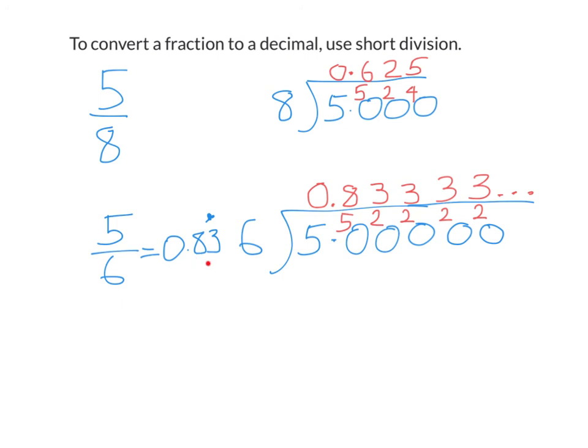It's 0.833333. The 3's go on forever. I know that because what happened here wasn't the same as what happened here. Here I got a clean division, 8 into 40, no remainder, and I stopped. But here this is never going to happen. I'm going to keep getting a remainder of 2 each time. I'm going to put a 3 up here and get a remainder. So that's why this goes on forever, whereas this didn't.